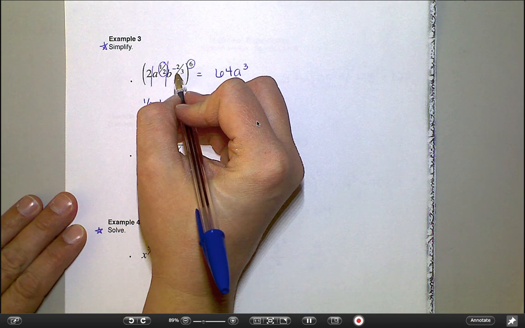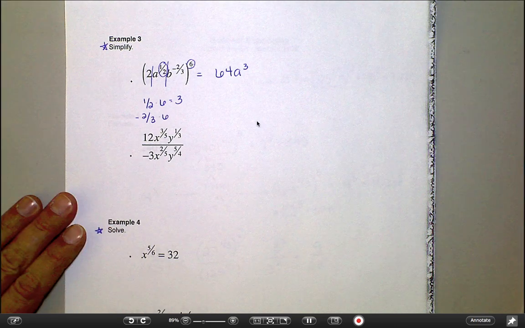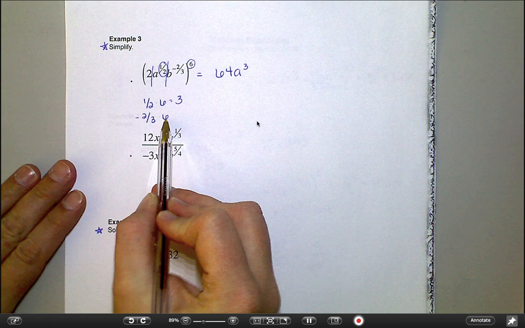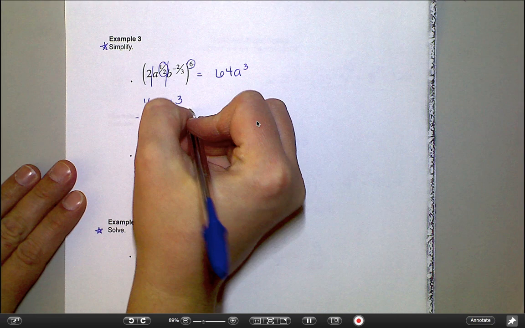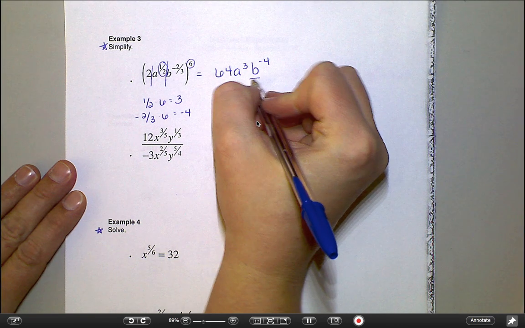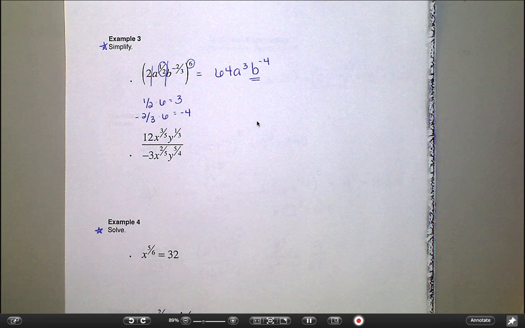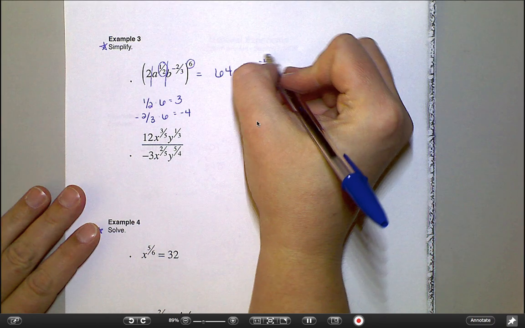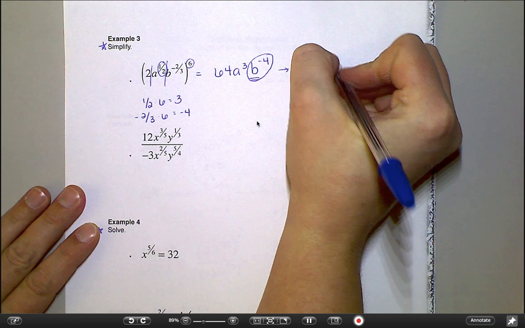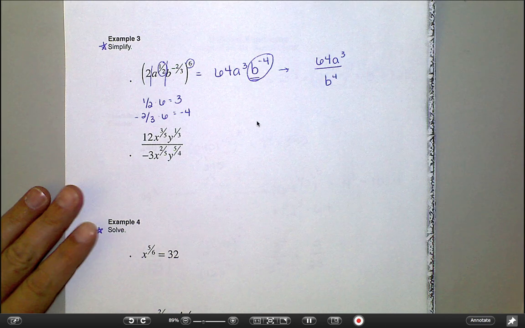And then here, negative 2/3 times 6. Notice, I don't even care about the negative. Let's see, that'd be negative 12 over 3, which is negative 4. And so then I get b to the negative 4. And then just remember, I can't leave negatives in my answer, right? So I didn't care about the negatives a second ago. I just did the math like I normally would. But now I'm going to take this b and move it down underneath. So that's going to become 64 a to the 3rd over b to the 4th as a final answer.